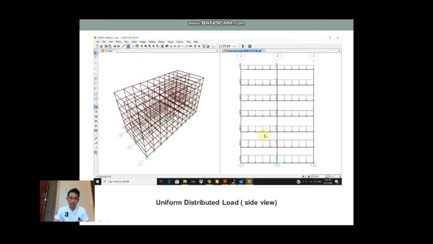Okay, so this is our uniform distributed load from side view. For the roof is 29, for the first and ground floor is 50, while for the rest is 38. We can see when we go down the floor, the UDL is increasing. This is because the lower floor will try to restrain the upper load.